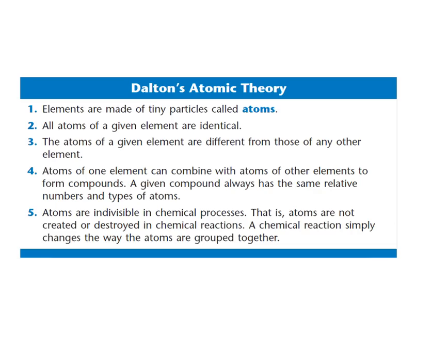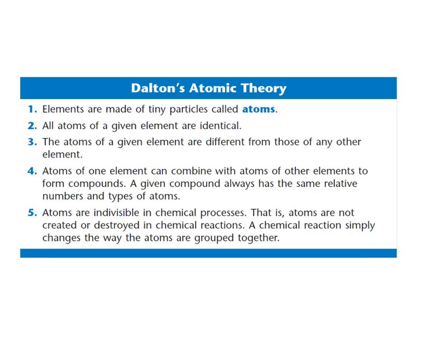So, one, elements are made of tiny particles called atoms. This is pretty much the same thing that Democritus said. However, there was no idea of elements in Democritus' time. Back in those days, elements were considered to be things like fire and water and earth and wind. But with the modern idea of what elements are, like on the periodic table, Dalton was using that current knowledge to decide that elements are made of tiny particles called atoms.